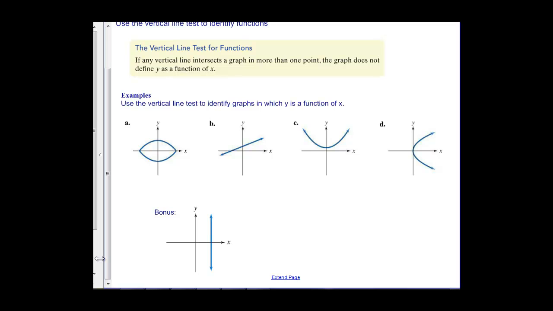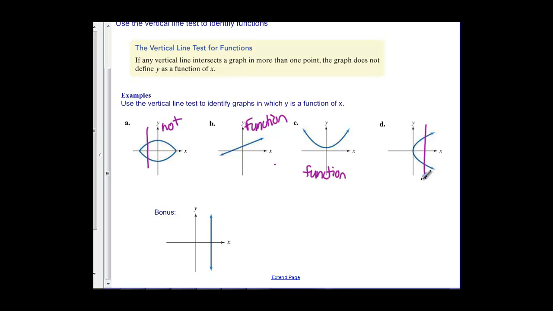and hit the graph twice, not a function. So for A, if I draw vertical lines, am I going to hit the line more than once? Yeah, and that's about everywhere, right? So there, I hit it twice, not a function. For B, if I draw vertical lines, am I going to hit it more than once? Nope. So this one is a function. All right, what about C? Yes, it's a function. Because if I draw the vertical lines, I only hit once. So function. What about D?